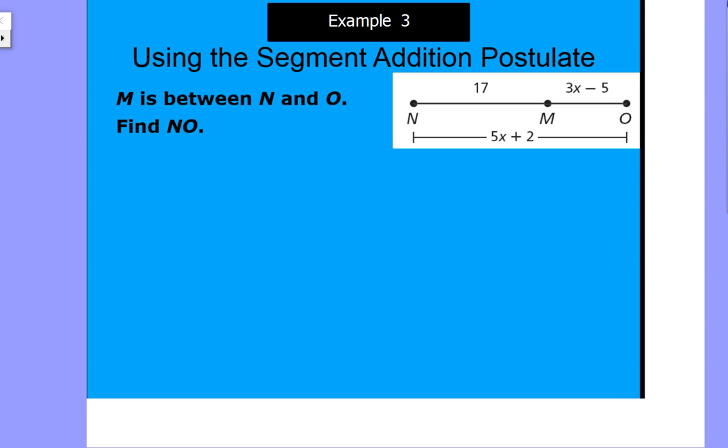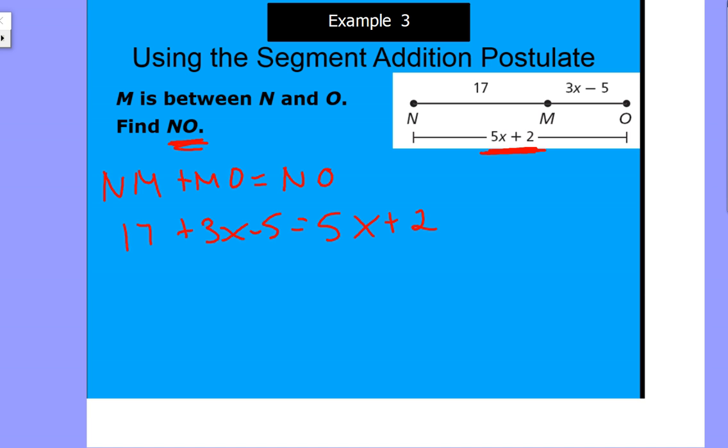So once again, we know here that M is between N and O, and I want to know the value of NO. Well, if you take a look here real quick, what is standing in the way of knowing the value of NO is knowing the value of X. So we're going to use our segment addition postulate to find the missing variable X. I know by the segment addition postulate that NM plus MO is equal to NO. Well, the substitution property of equality allows me to substitute 17 for NM, and 3x minus 5 for MO, and NO is a value of 5x plus 2.